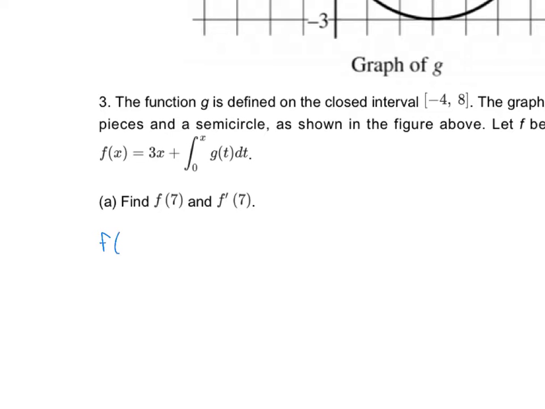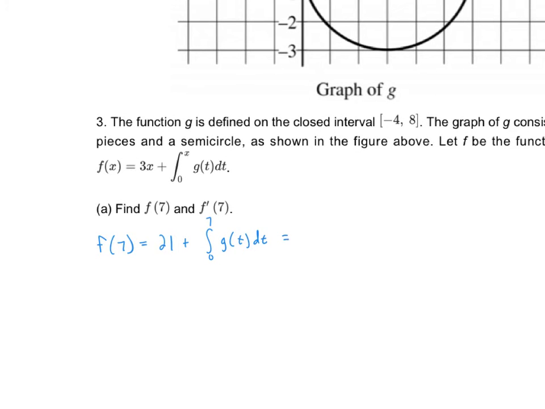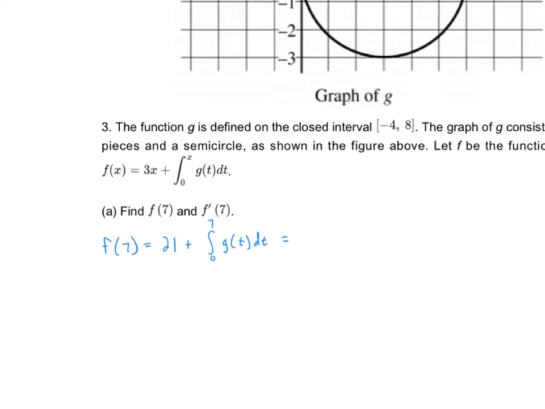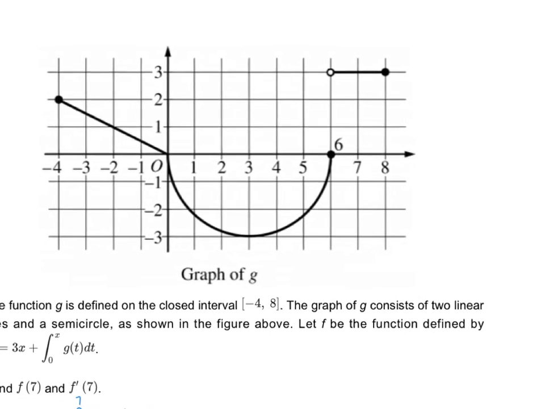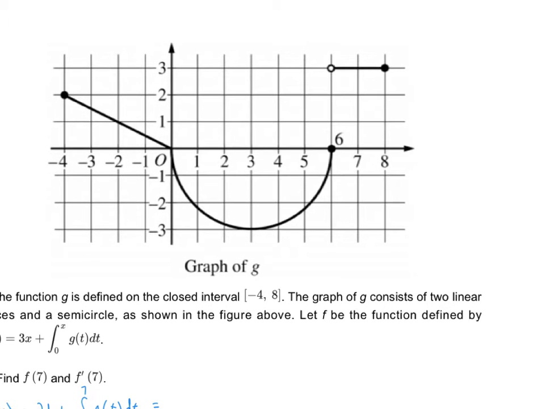So let's find f of 7 first. Just plug in 7 for all the x's. Then just keep in mind you interpret this as the area between the graph and the x-axis, from 0 to 7. So look at this, from 0 to 7. That would be all of this bigger area here.